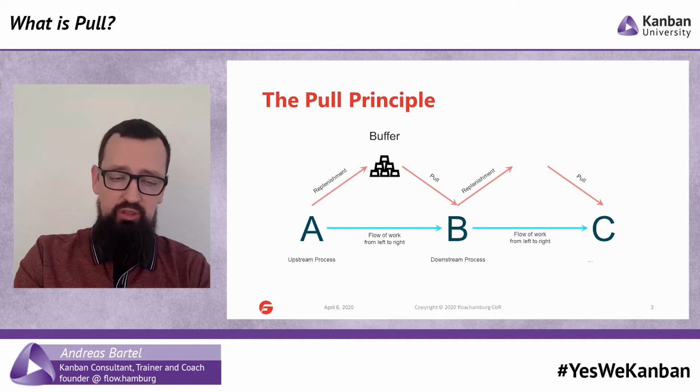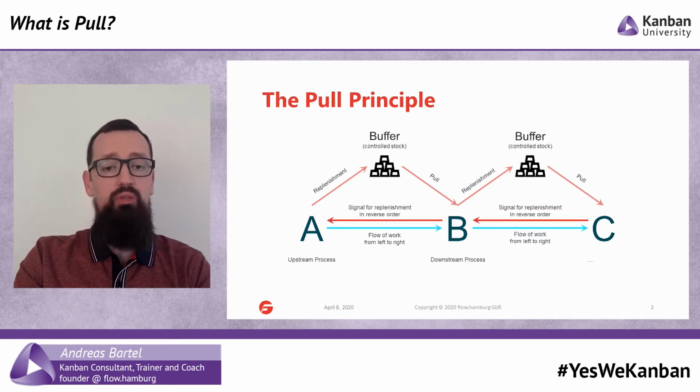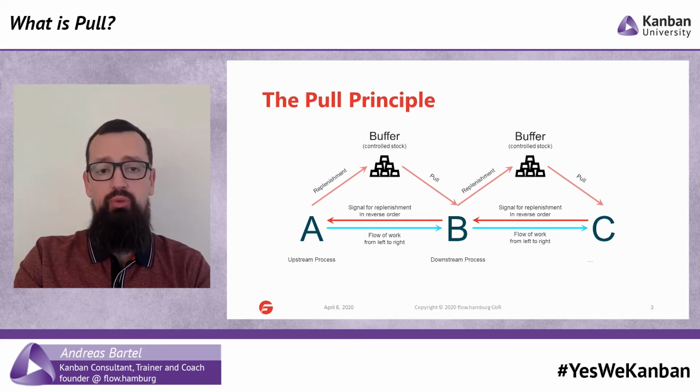However, in this little picture, something is missing. We need to control the amount or the size of the buffer. So we introduce signals which flow in reverse order from B to A, for instance, that trigger A to produce or refill the buffer, so the stock becomes controlled.